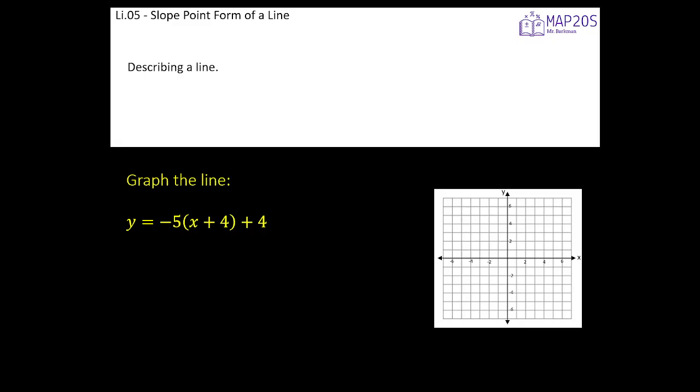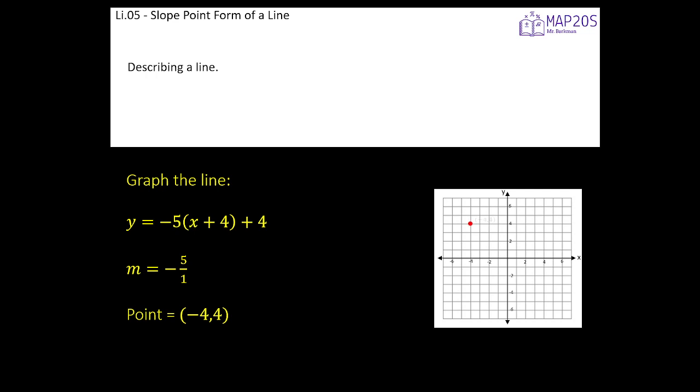Now, in this case here, the slope is always the value in front of the bracket. So that's -5/1. I'm going to say -5/1, even though it just says -5, so that way it gives us the rise and the run in this case. And then the point that we're going to use is -4/4. Okay, and that comes directly from the equation that we have.